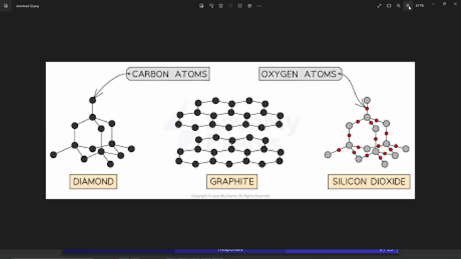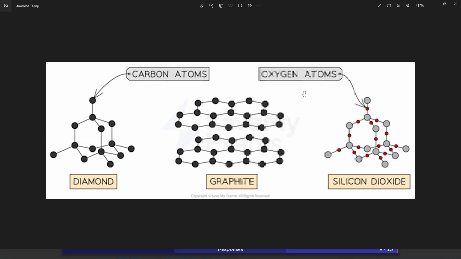I want to say that the general properties which I'm going to give, properties of graphite, diamond, and silicon dioxide, I'm going to emphasize them. They apply mainly to these three substances: diamond, graphite, and sand. These are the only ones at this level. Those three substances are the ones that have giant covalent structure.